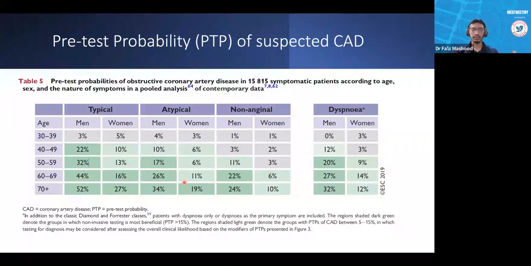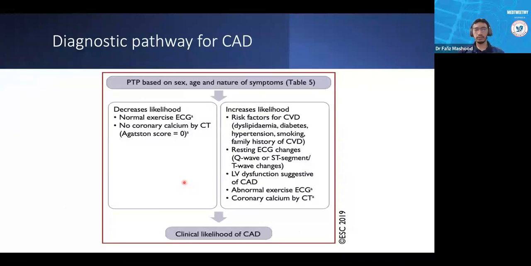All right. This is one of the important tables and slides for this topic. It is in the ESC guidelines 2019 on management of CCS, and this is a diagnostic pathway for CAD based on ESC. This is the modifier, so we can look at the table there. The one on the left can decrease the likelihood of our previous risk classification, and the one on the right lists the factors that can increase the likelihood of having CAD.